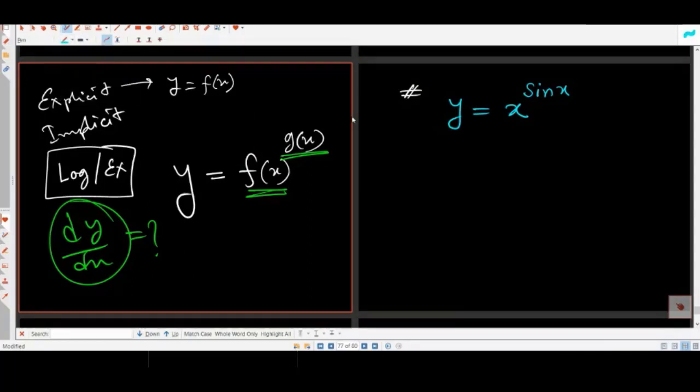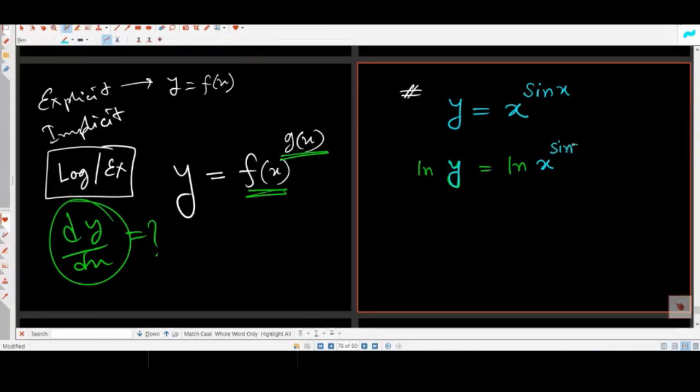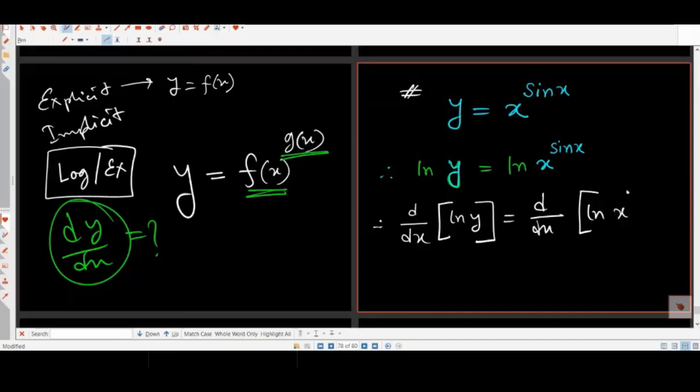So first of all, we have to take logarithm on both sides. So what we are going to do, we are taking the natural log of y and the natural log of x power sine x. After taking the log of both sides, we have to now differentiate. So now let's differentiate both sides. d dx of natural log of y, d dx of natural log of x power sine x.